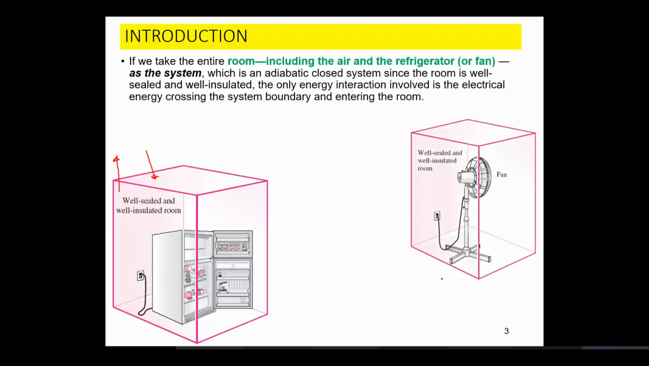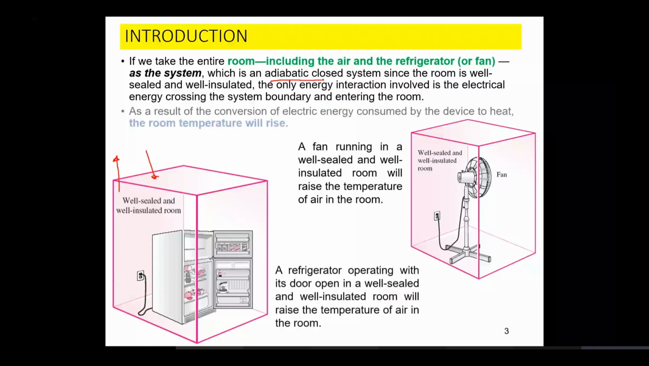As mentioned, if we take the room, including the air and the refrigerator or the fan, as a system, it is an adiabatic closed system. The term adiabatic basically refers to a well-insulated system. That means there is no heat interaction taking place across the boundary between the surroundings and the system. All right. So there is no heat coming into the system. There is no heat going out of the system. That's what adiabatic means. We'll revise the term again. So in that case, the electrical energy that is coming into the room would ultimately convert into heat, which would increase the temperature of the room because there is no other device to store that energy. Clear enough? All right.